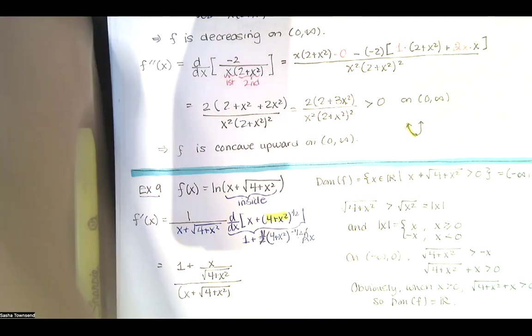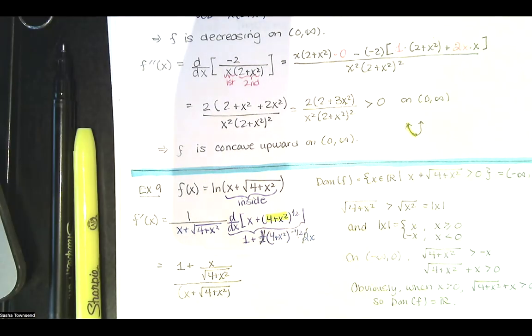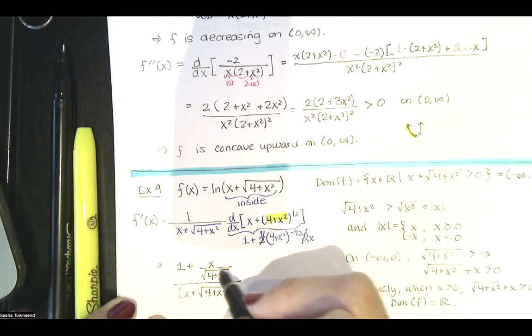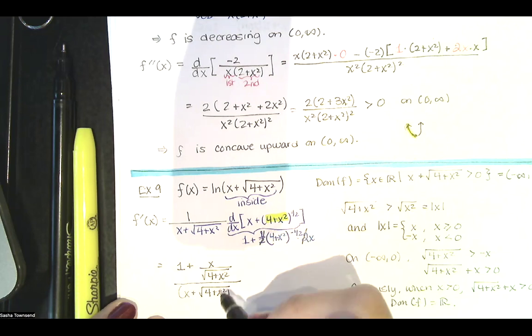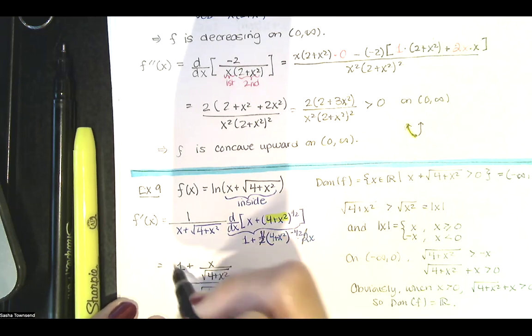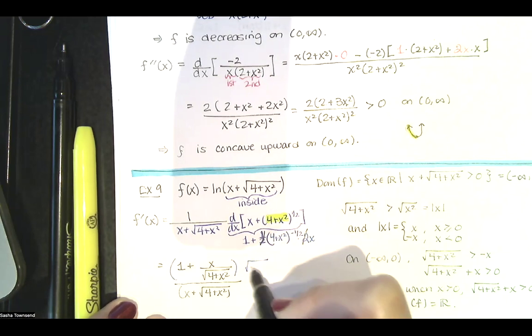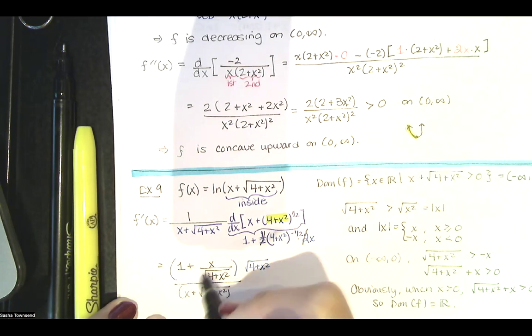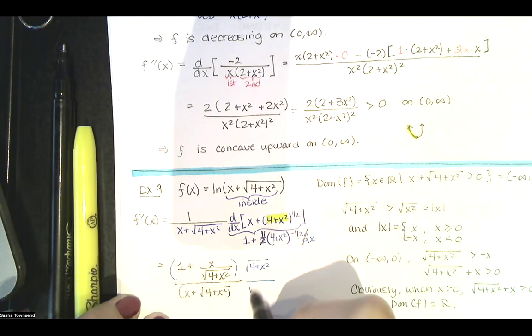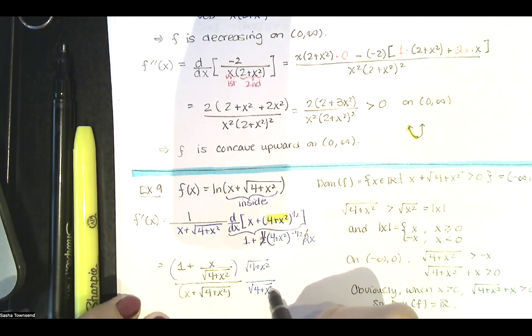So the one way we can get rid of that is we can multiply by the least common denominator of all of those fractions within a fraction. Well, the only denominator from those smaller fractions is this one. So I'm going to multiply this by the square root of 4 plus x squared. That's the least common denominator of all those denominators. That's legal as long as we do the same thing in the denominator here.